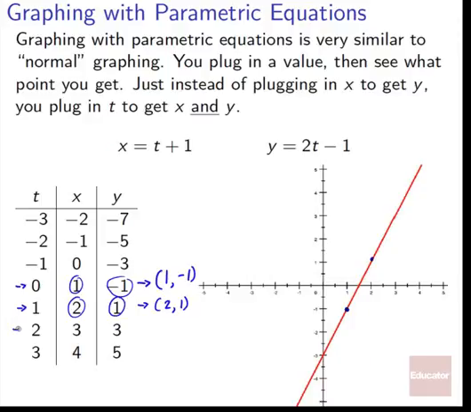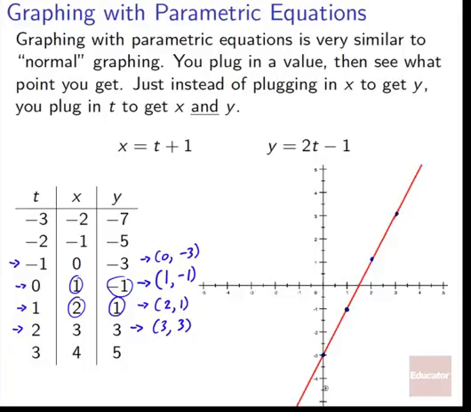But we could just keep plotting points like this. At t equals 2, we would get 2 plus 1 comes out to be 3, and 2 times 2 minus 1, 4 minus 1, so 3. We'd get 3 comma 3. If we want negative values of t, we aren't required to only have positive values of t. We weren't given any limitations on what t could be, so we have to allow for t to be anything when we're graphing it. So if we plug in t as negative 1, negative 1 plus 1 comes out to be 0, and 2 times negative 1 minus 1 comes out to be negative 3. So we've got 0 comma negative 3.